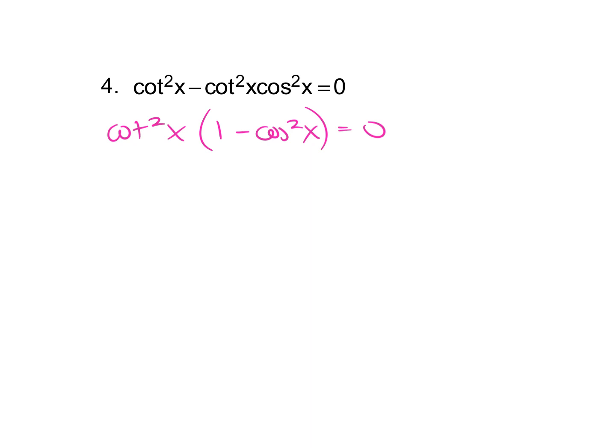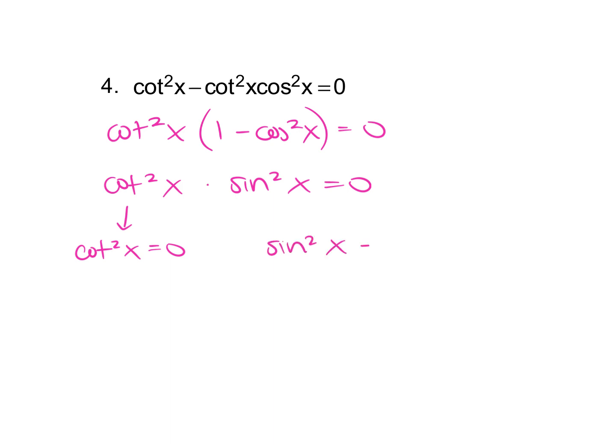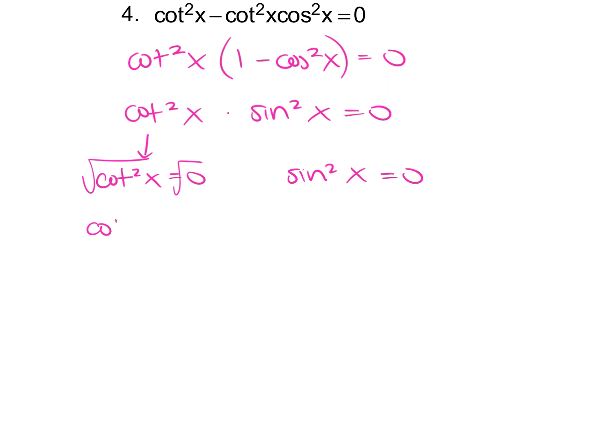If you don't like the 1 minus cosine squared, what's my other option with that? I can change it to sine squared. Which one are we more comfortable with? Sine squared? Sure. All right, so if we change that to sine squared, which is totally fine, I am still in a good place here that I can set my 2 factors equal to 0. Now, on both of these, how am I going to get rid of the squared? Square root. Do I need to worry about a plus or minus when I'm square rooting 0? No. So cotangent equals 0 and sine equals 0.